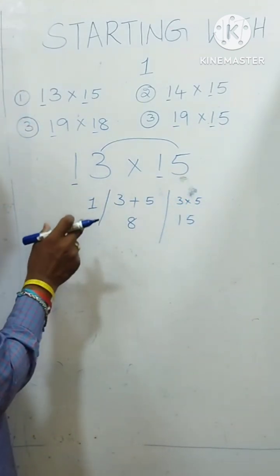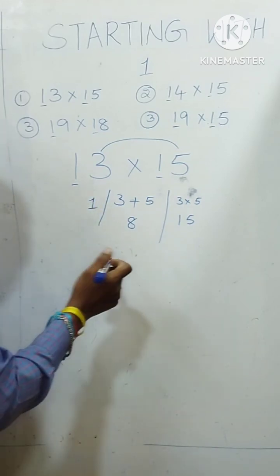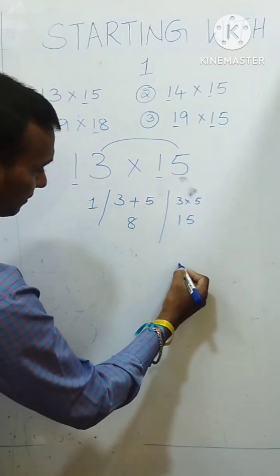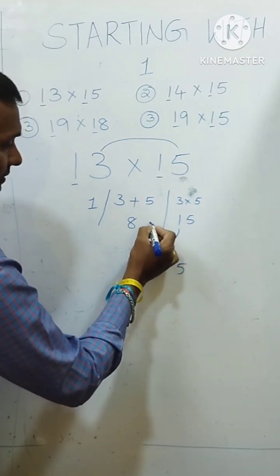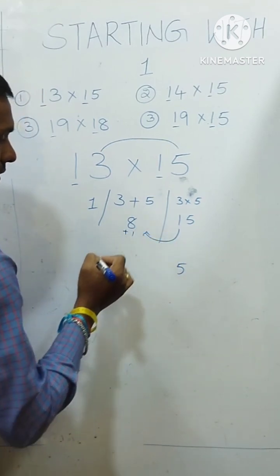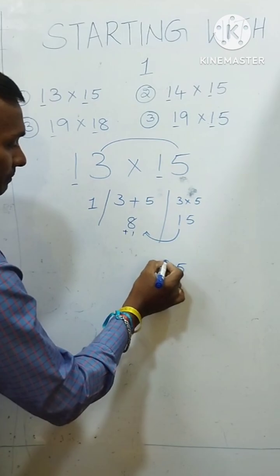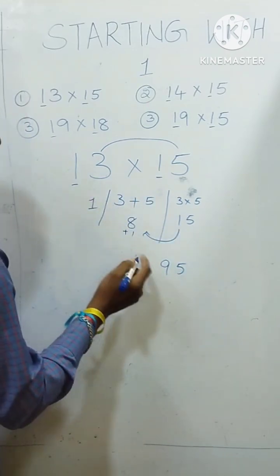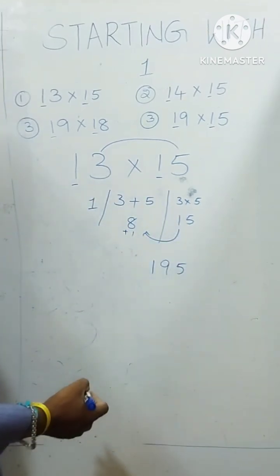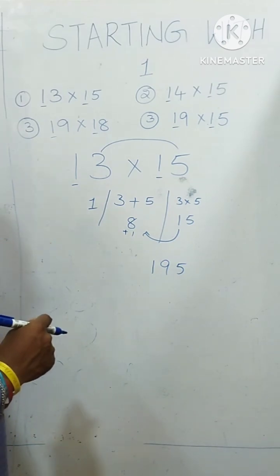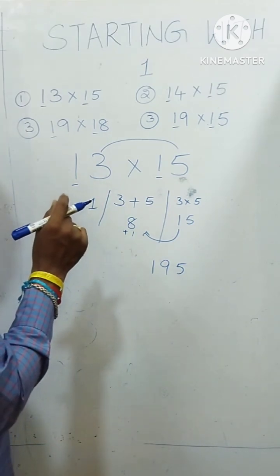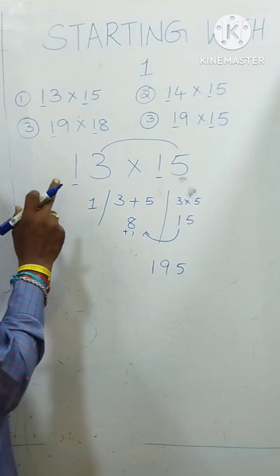Now we will write the final answer. 15 means 5. 1 will be carry forward. So, 8 plus 1, it becomes 9. Again, last we have 1. The answer is 195.